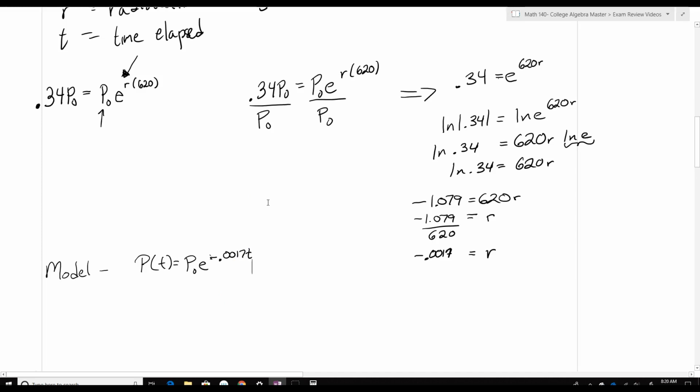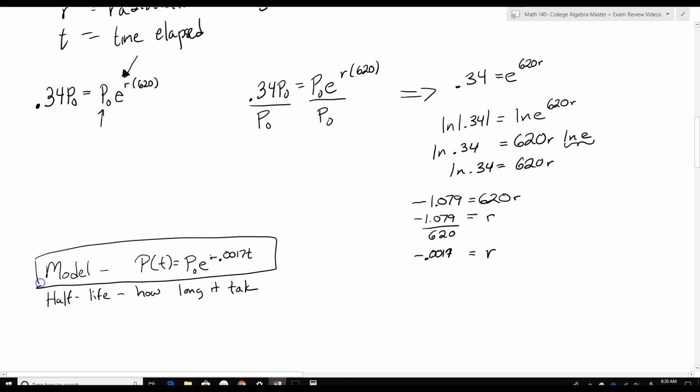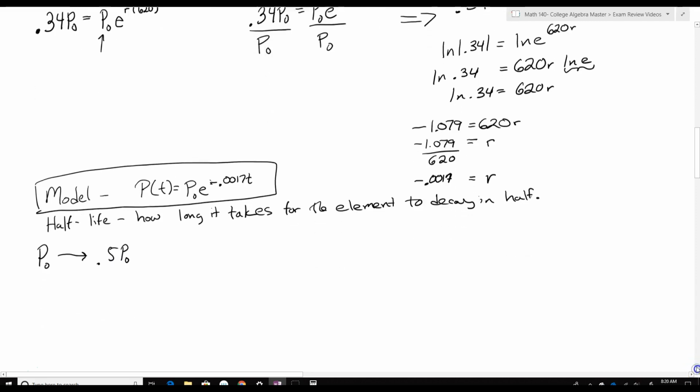Now what I'm going to do is they ask me for this thing called the half-life. So what you need to know is that the half-life is how long it takes for the element to decay in half. So what that means from a mathematical perspective is how long does it take for P naught to go to 0.5 P naught? Okay, because that's half of P naught.